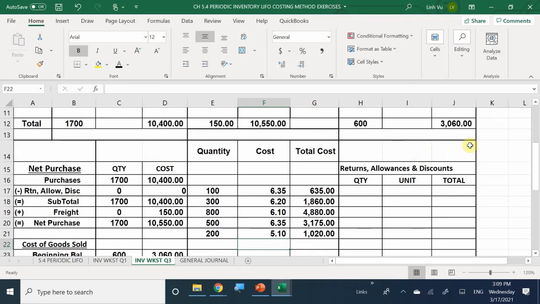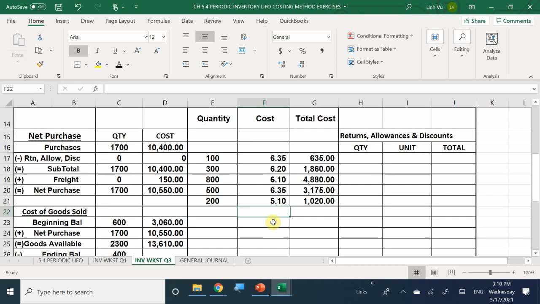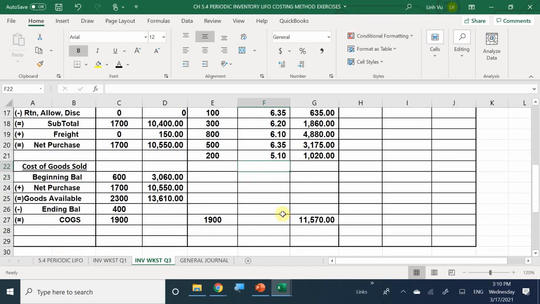Wait, what did you say? Wait, no, I'm sorry. I jumped ahead of end balance. My fault. Okay, so it's going to be 1020. Good. Yes. All right. Add them up together, you get 11,570, right? Because all we did was add up everything, right?